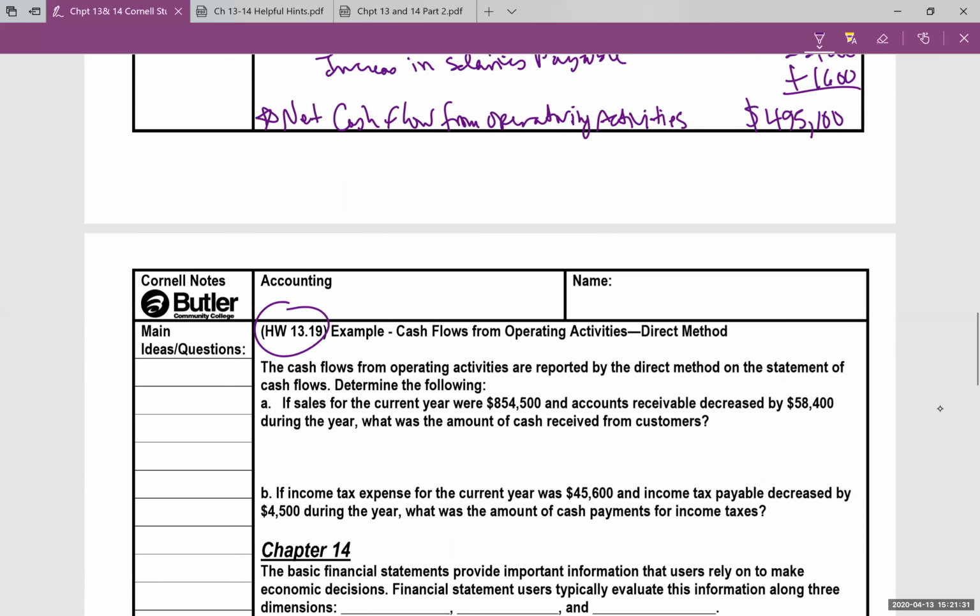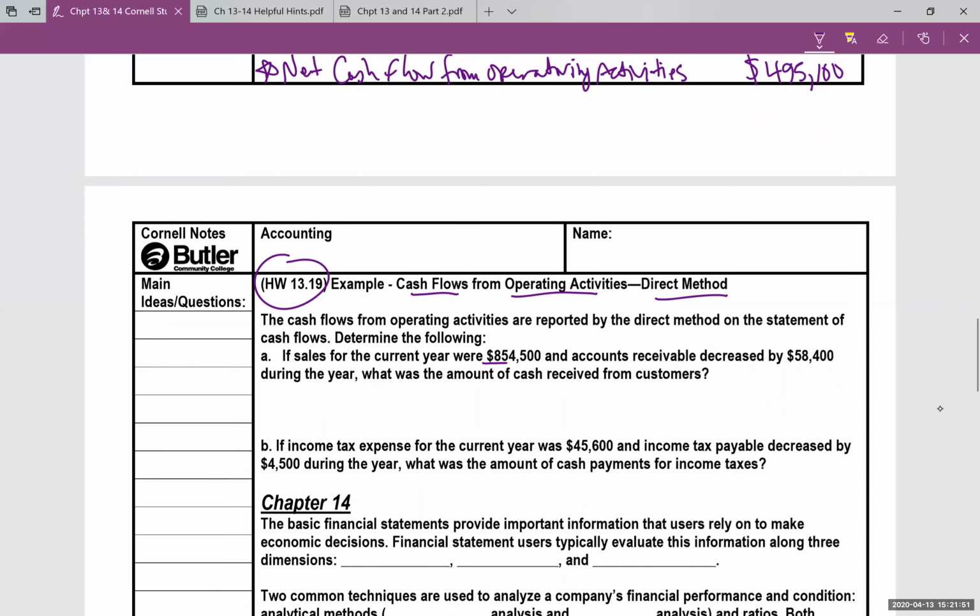Next one, homework 13.19. This is cash flows from operating activities, direct method. Okay, so the last one was the indirect. This one is the direct. And you tell me which one you like a little better. The cash flows from operating activities are reported by the direct method on the statement of cash flows. And here's what we're going to determine. A, if sales for the current year were $854,500, accounts receivable decreased by $58,400. So you got in more money from the customers. What was the amount of cash received from customers? Believe it or not, you can find that out by what's been given.